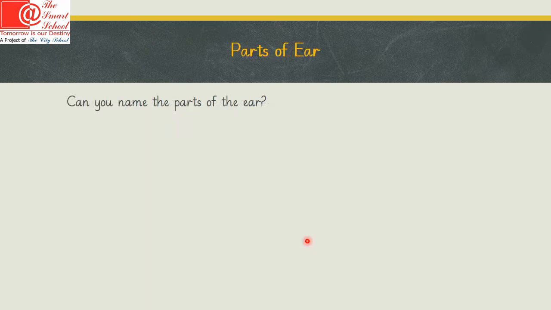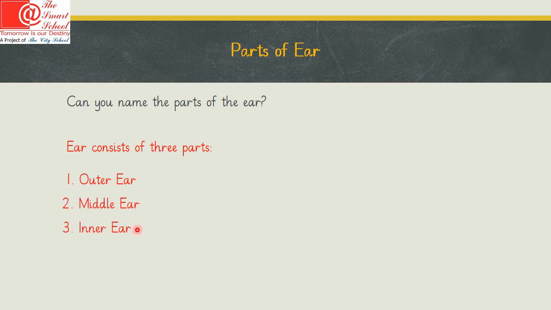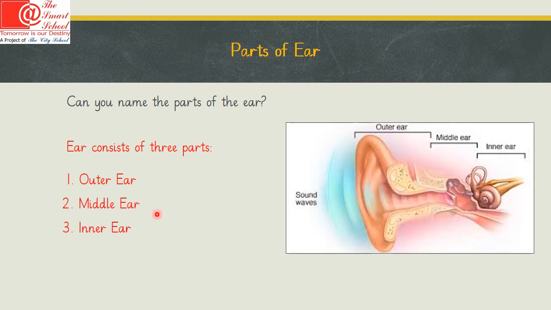Can you name the parts of the ear? The names of the parts of the ear are outer ear, middle ear, and the inner ear. This picture shows the three parts of the ear. The sound waves enter through the outer ear. They go on towards the middle ear and the inner ear where it is connected to the brain.